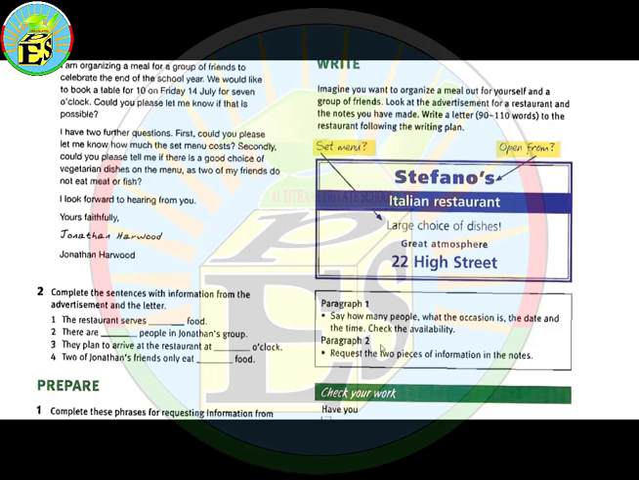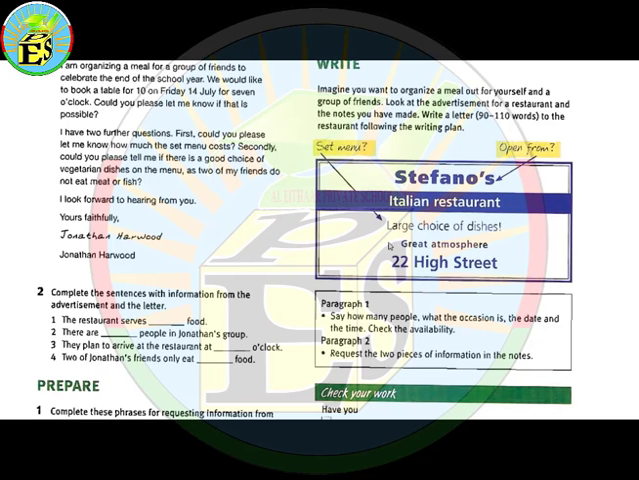And in paragraph number 2, you have to write a request for 2 pieces of information in the notes. So you have to write a request regarding the information that you have here in the yellow box. The first request is, could you please let me know, or could you please tell me if you have a set menu? This is how to write a request for the first piece of information here. And the second one, could you please tell me what time you are going to open, or what is the opening time? And that's really it.